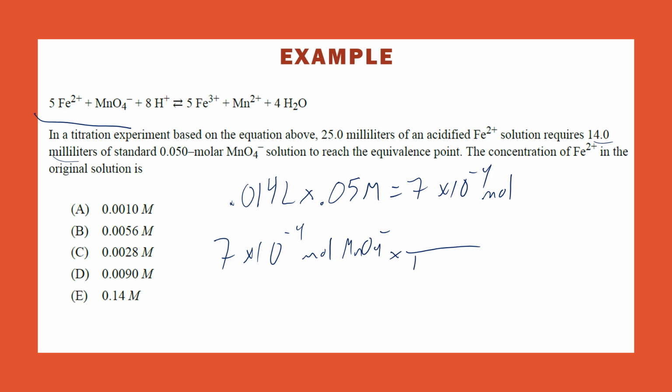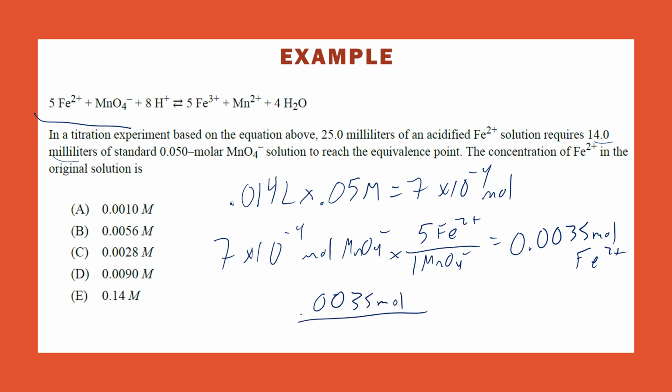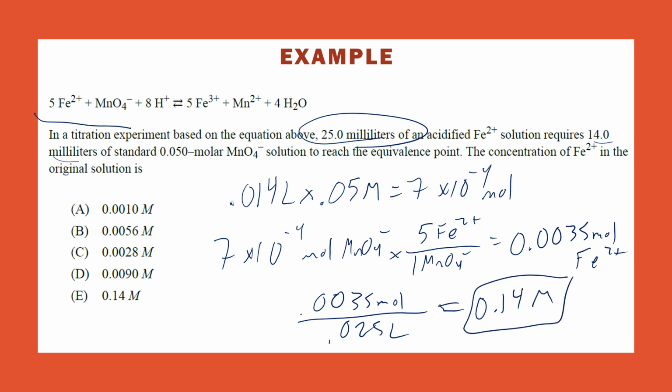There, for every 1 MnO4, there are 5 of that iron plus 2. So essentially I need to multiply by 5, and I'll get 0.0035 moles of the Fe2+ solution. From there, I can divide by the liters, which is 0.025 liters, to get the molarity, or 0.14 molar for the iron. And there's your final answer.